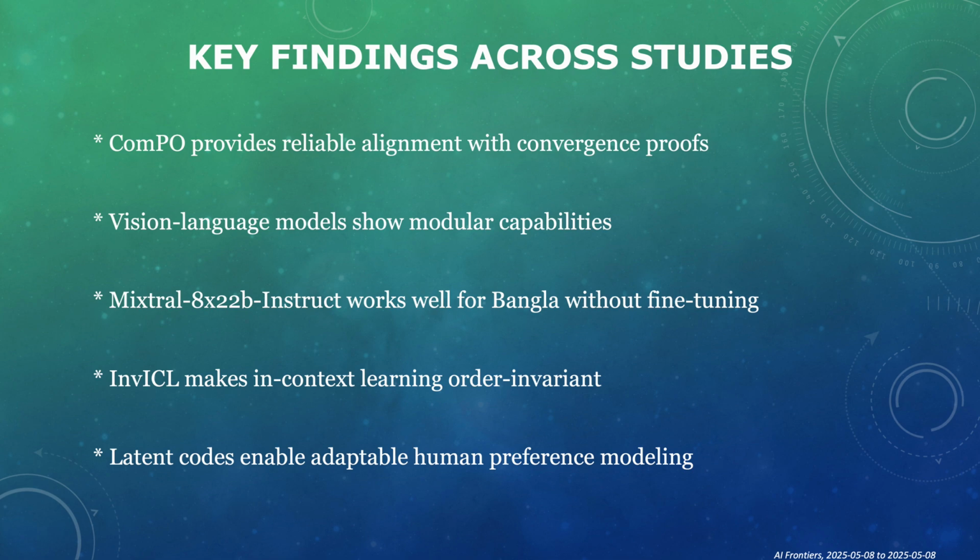Several key findings emerge across these studies. The ComPO method not only improves alignment, but provides mathematical proofs of convergence, representing a significant reliability advancement. Vision language models demonstrate modular capabilities, with perception and reasoning functions localized to specific layers. Notably, models like MIXTRAL-8X22B-INSTRUCT show promising performance in languages such as Bangla without extensive fine-tuning. Other breakthroughs include InViseal's order invariant, in-context learning, and novel approaches to modeling human preferences through latent codes.